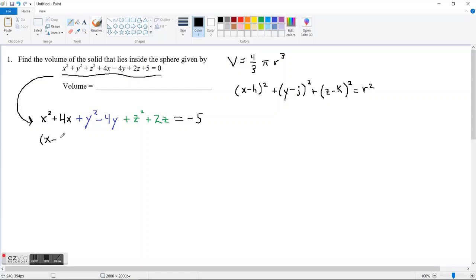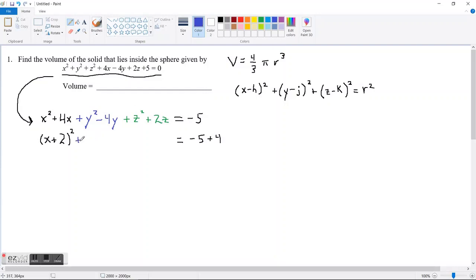Now to get this into standard form, we're going to complete the square first in x, so we'll use x plus 2, that's half of the 4, which is the coefficient of x above. If we square that, (x plus 2)², we'll get x squared plus 4x, but we'll also get a plus 4 on this side of the equation, so we have to add a 4 to the other side of the equation to keep the equation equal.